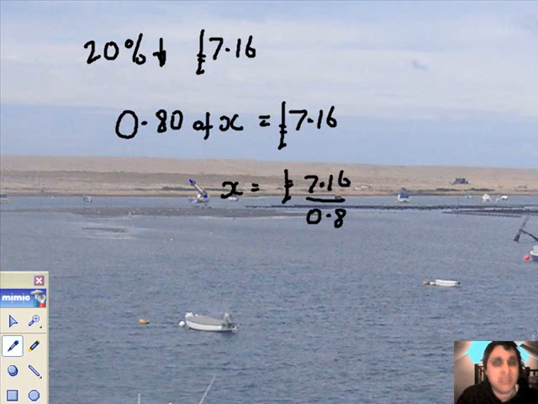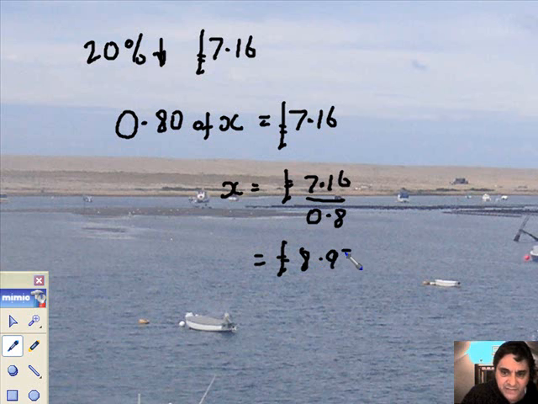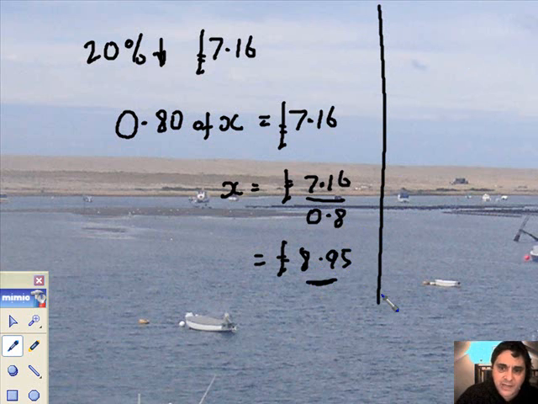So we've set up a very simple equation, and now we divide and get our marks. 7.16 divided by 0.8 gives us, it was originally £8.95. There you go. I've gone down to £7.16 from £8.95. Part B, I'll make it fit in this corner here, so put a line down there.